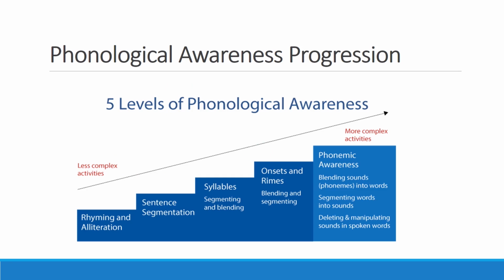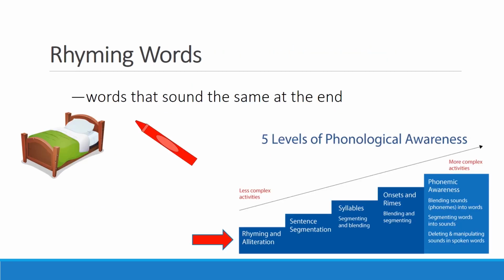Okay, now let's look at specific examples of how to develop phonological awareness at each level. Rhyming words are words that sound the same at the end of the word. Bed and red rhyme because they both have ed at the end of the word.